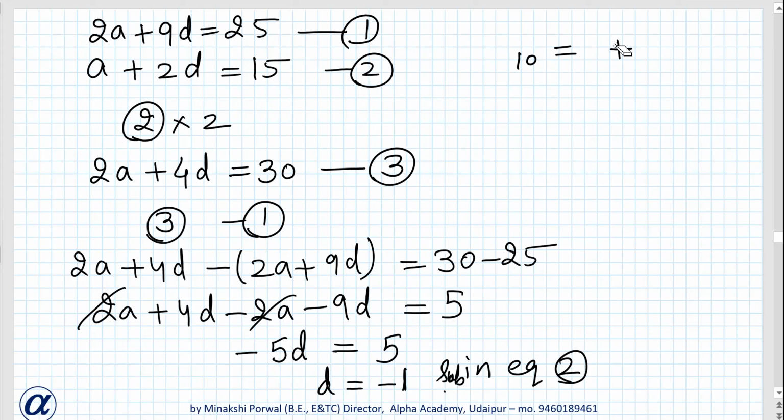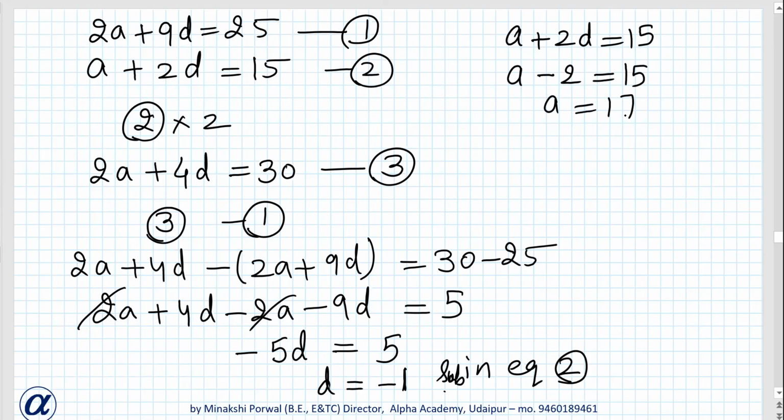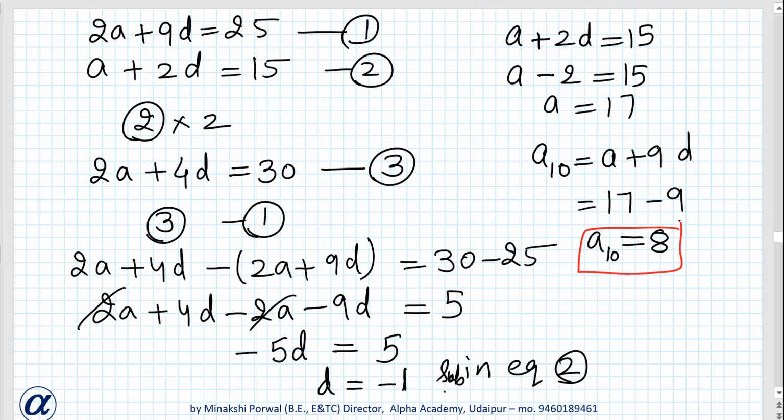So when we substitute D equals minus 1 in equation 2, A plus 2D equals 15. So A minus 2 equals 15, A will be equal to 17. Now we have to find A10. A10 is A plus 9D. A is 17, D is minus 1. So this will be equal to 17 minus 9, that is equal to 8. So this and this are the results which we obtained.